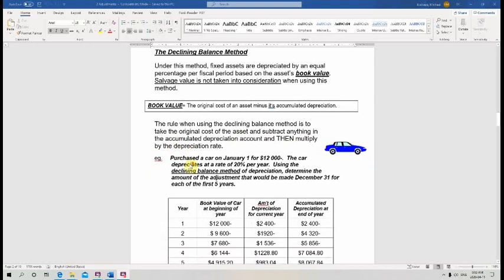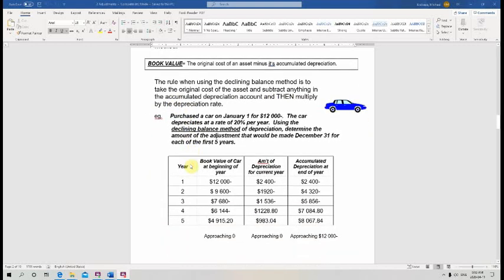So let's go through this example quickly. We purchased a car on January 1st for $12,000. The car depreciates at a rate of 20% per year. Using the declining balance method of depreciation, determine the amount of adjustment that would be made December 31st for each of the first 5 years. So the book value at the beginning of the first year is $12,000, right? It's original cost minus accumulated depreciation, so it's $12,000.